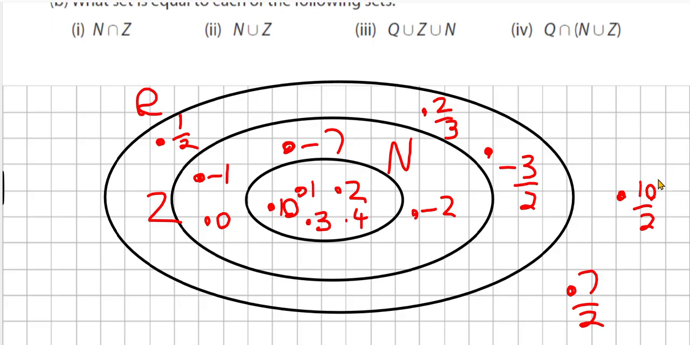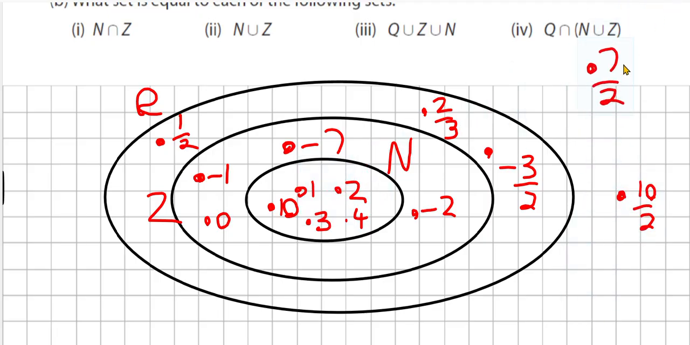Next one. 10 over 2. Where will I put 10 over 2? What is 10 divided by 2? Oh, that goes dead center because it's a whole number. Trick question, right? I made it look like a fraction, but it actually divides in equally, so it should go dead center. What about 7 over 2?